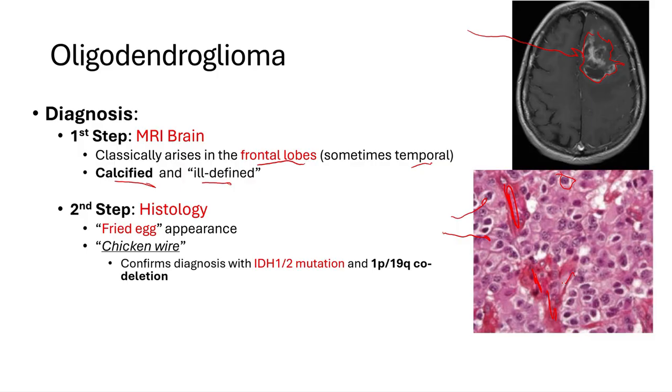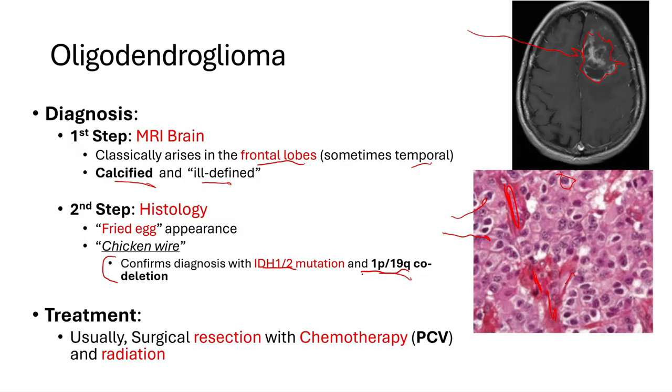And this is classically associated with a codeletion on chromosomes 1p and 19q. So definitely be on the lookout for this histologic slide that can be given to you and know what confirms the diagnosis, this mutation as well as this codeletion. The treatment is usually going to be surgical resection with chemotherapy and radiation. The chemotherapy here is going to be with PCV, which is procarbazine, CCNU is the C, and then vincristine is the V. That is almost always the chemotherapy regimen that these individuals go under.